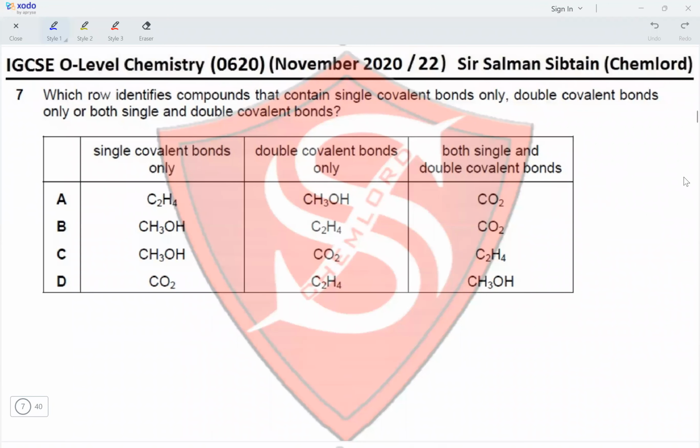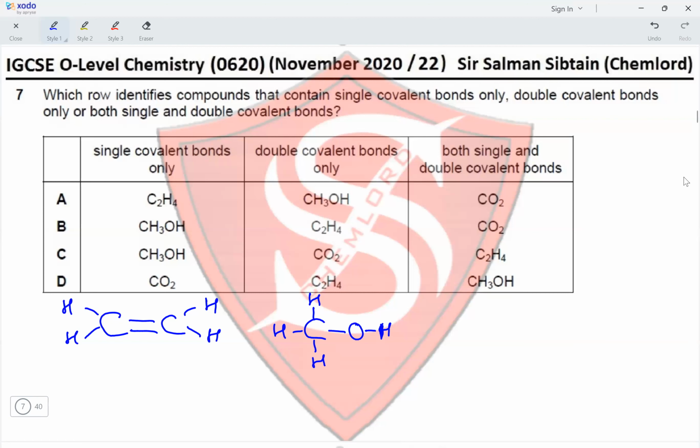Question 7. Which row identifies compounds that contain single covalent bonds only, double covalent bonds only, or both single and double covalent bonds? So the given species are C2H4, which is ethene. So the structure of C2H4 is C double bond C, with each carbon atom forming two single covalent bonds with separate hydrogen atoms. The next compound given is CH3OH, which would be 3 carbon hydrogen single bonds, 1 carbon oxygen single bond, and 1 oxygen hydrogen single bond.